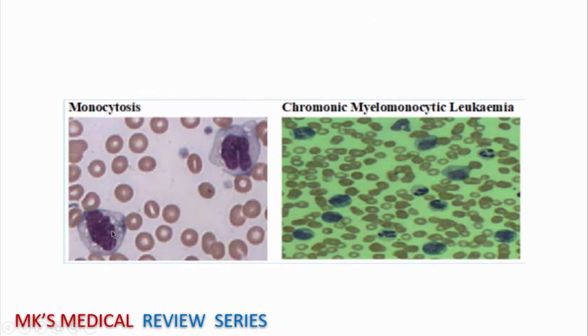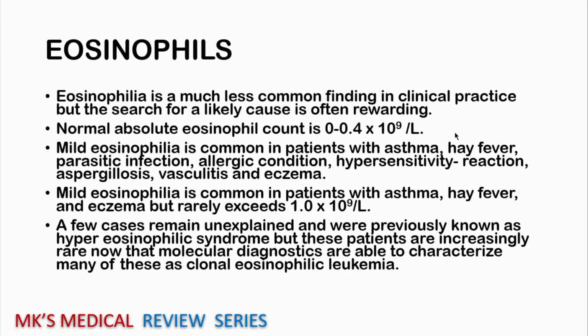So here is monocytosis. So these are monocytes. This is a monocyte here. So this is chronic myelomonocytic leukemia. So moving on to eosinophils. Remember that eosinophilia is actually a much less common finding in clinical practice, but the search for a likely cause is often rewarding. The normal absolute eosinophil count is between 0 to 0.4.